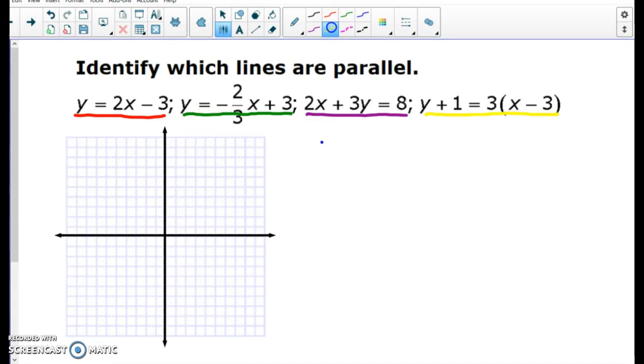The first one, the red, is in slope-intercept form. The second is in slope-intercept. The third is in standard form. And the fourth one is in point slope. And we should be familiar with all of those, the first two being very easy to graph.